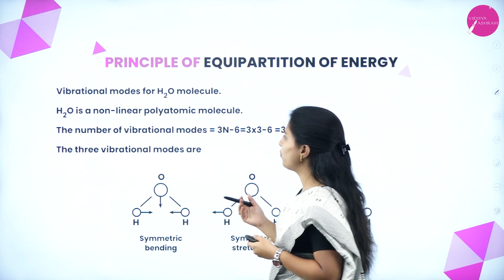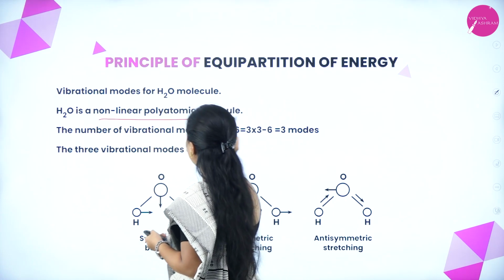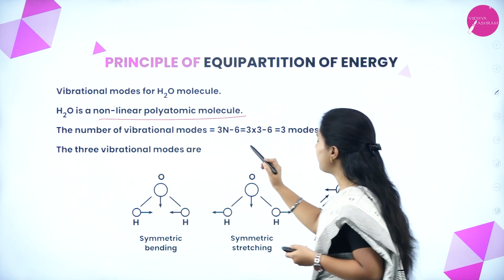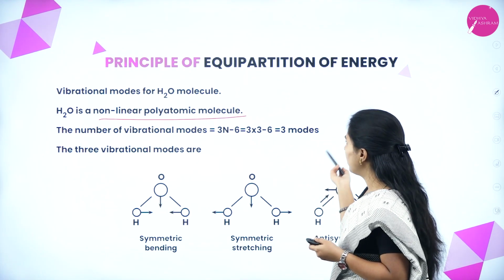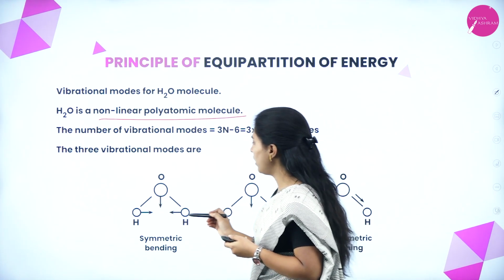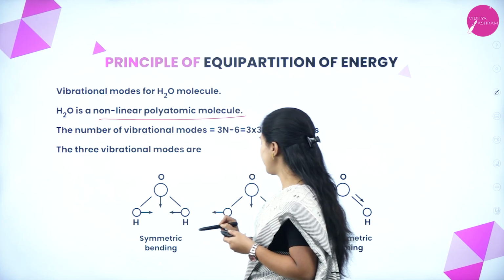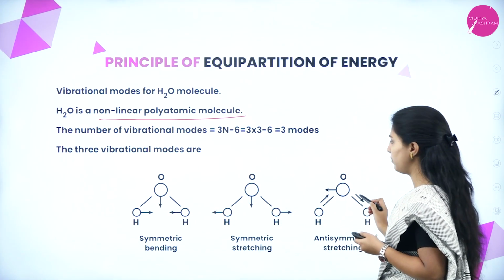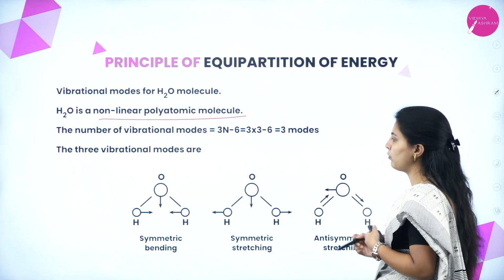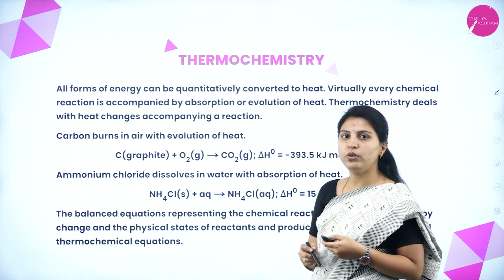Vibrational modes for H2O, a non-linear polyatomic molecule. So 3n minus 6, that is the formula. 3 into 3 minus 6 is 3 modes. The 3 modes can be in the same direction, or symmetric stretching, or anti-symmetric stretching. So 3 modes. Next is thermochemistry.